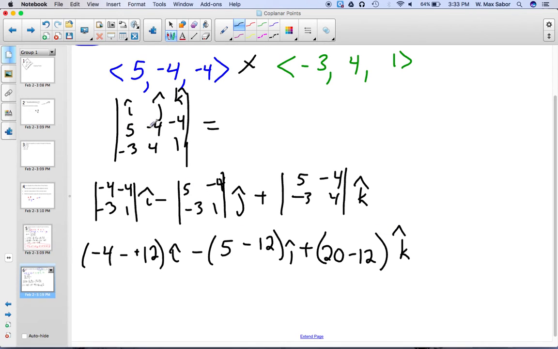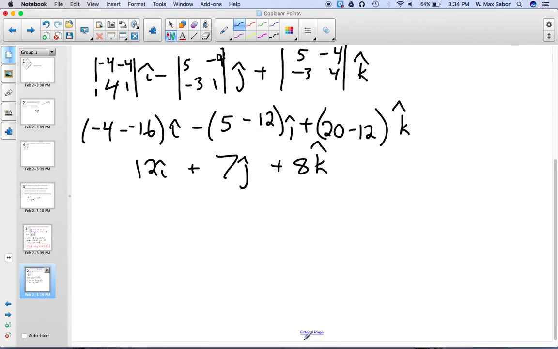Oh. You see here for this one, this should have been -4, -4, 4, and 1. So here was an error. That should have been 4. I believe the rest is correct. So this should be -16. -4 minus -16 is 12i. This is -7, so +7 j hat and 8 k hat. So those are our coefficients: 12, 7, 8.